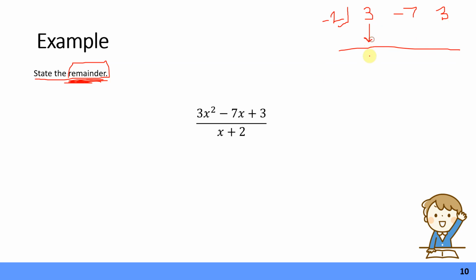So the 3 drops down. 3 times -2 is -6. -6 plus -7 is -13. -13 times -2 is +26. And then 26 plus 3 is 29. So this right here is your remainder. And that's what our answer is, 29.